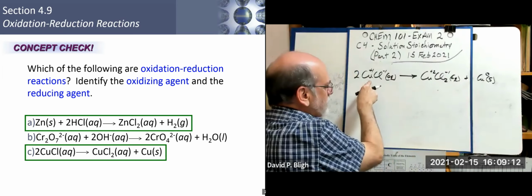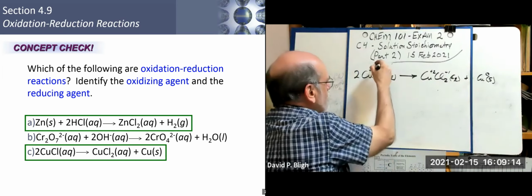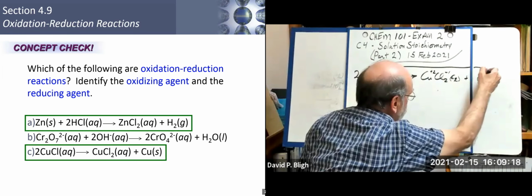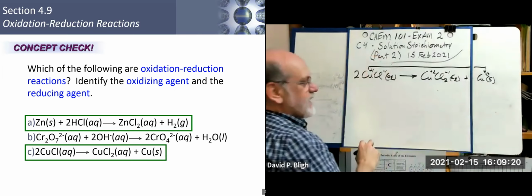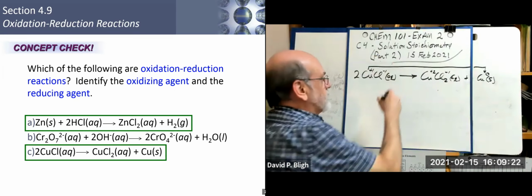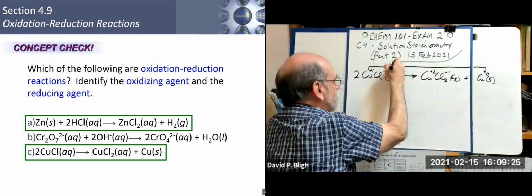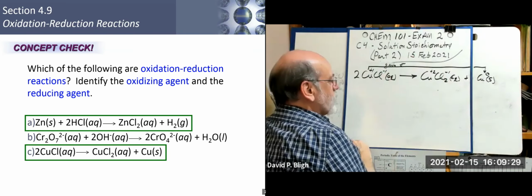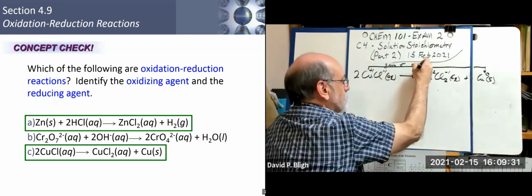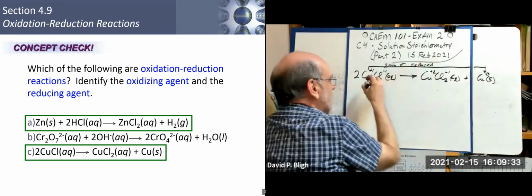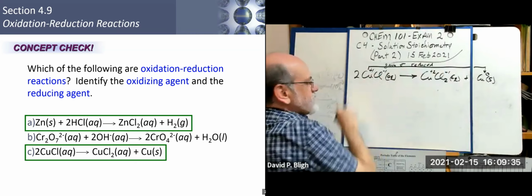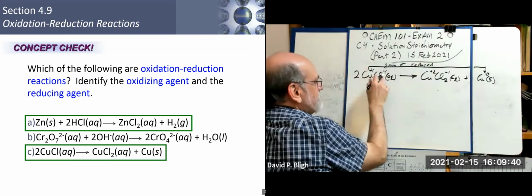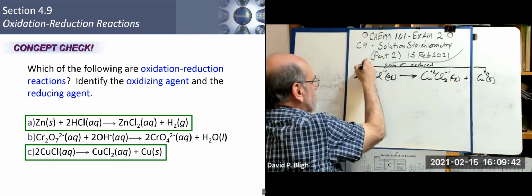So one of these coppers goes from here to here, and it gains an electron. So that means it is reduced. And one of these is the oxidizing agent.